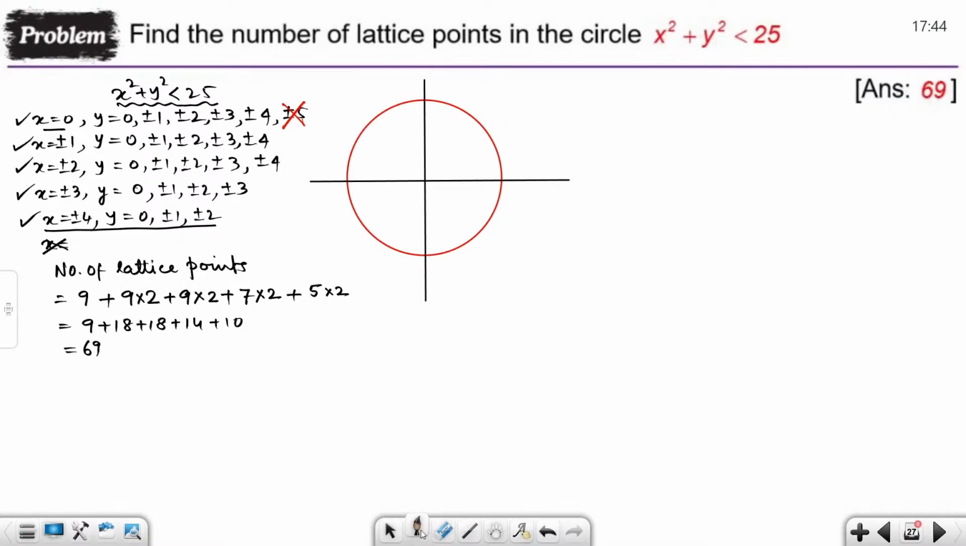That is the total number of integer points where x and y both are integers. They are called lattice points. Such lattice points inside the circle x square plus y square equals 25 will be nothing but 69.